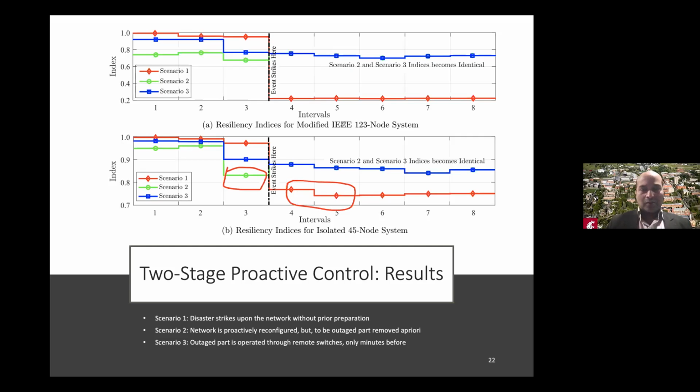And this is for the Cordova system, this is for the IEEE one receiver system. Scenario 2 is we are doing a proactive reconfiguration, but outage parts are removed a priori. And if you have enough remote switches, then you will just remove it a few minutes before. Of course, both happen before the event. So you can see that these two after the event will look the same because all the action is happening before the event, but there will be a difference between these two.